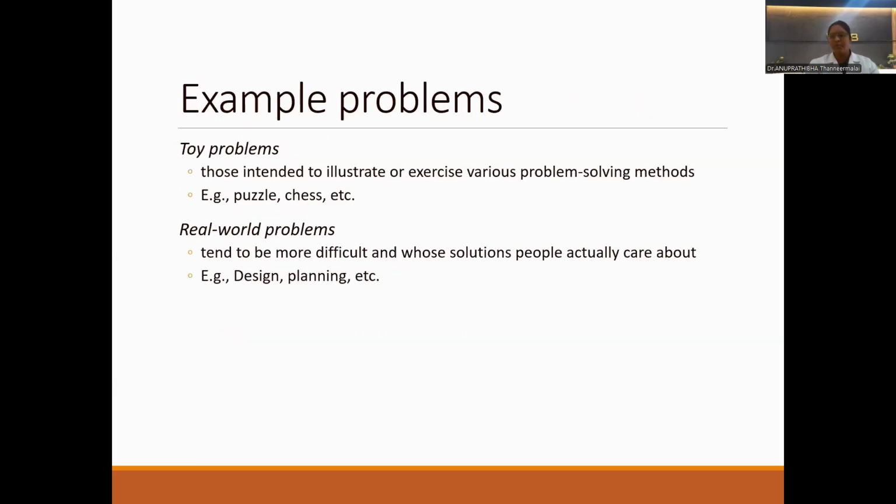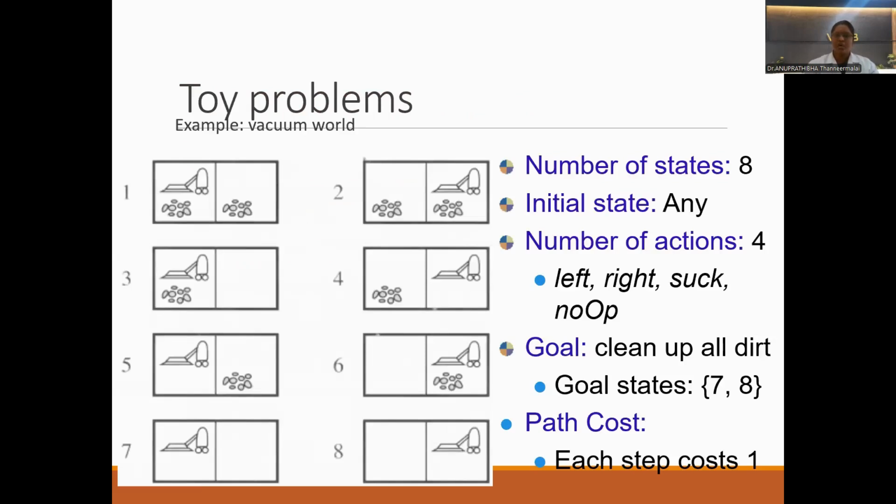Some example problems we will see now: toy problems and real-world problems. Toy problems are intended to illustrate or exercise various problem-solving methods, like puzzles, chess, etc. Real-world problems tend to be more difficult, and their solutions are ones people actually care about, for example design, planning, etc.